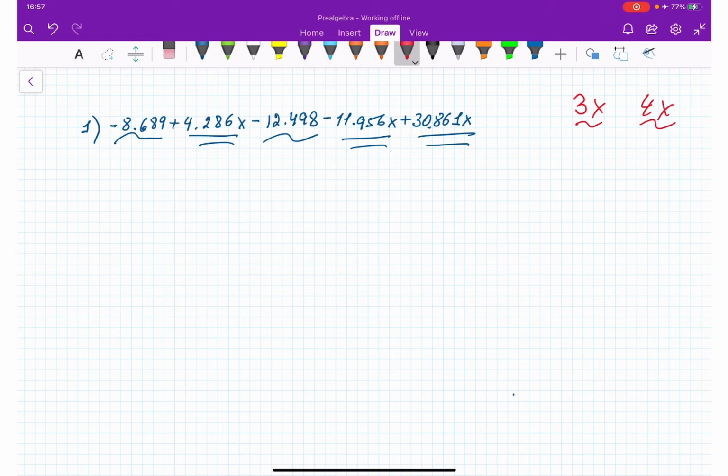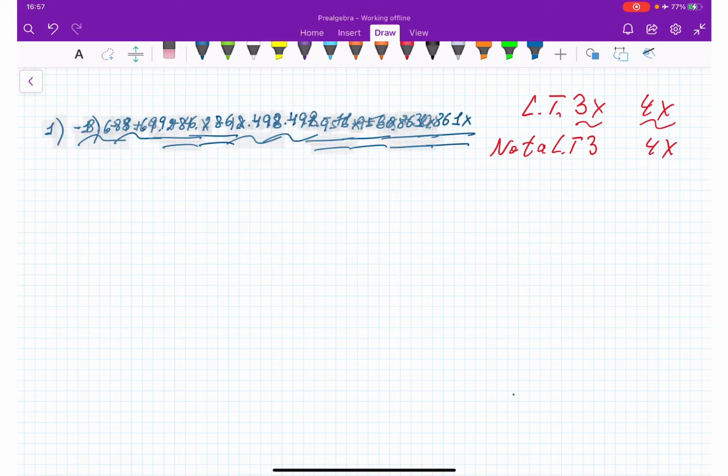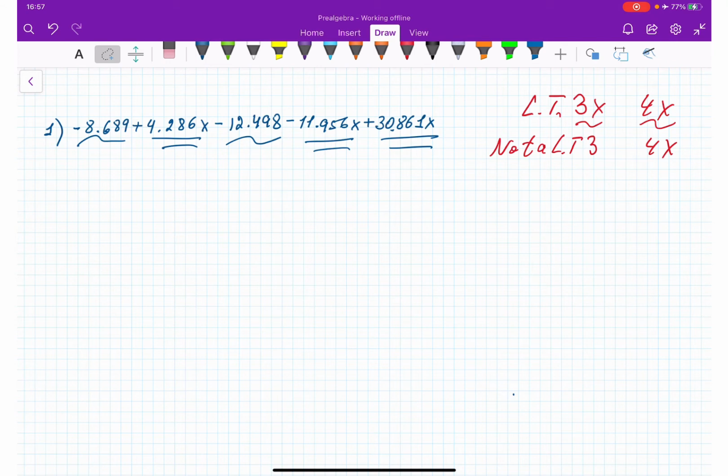Next, if I have 3 and 4x, it's not a like term because one term has x, another term doesn't have x. Okay, not a like term. If I have, let's say, 3 and 4, those are like terms because I can add them and subtract them.